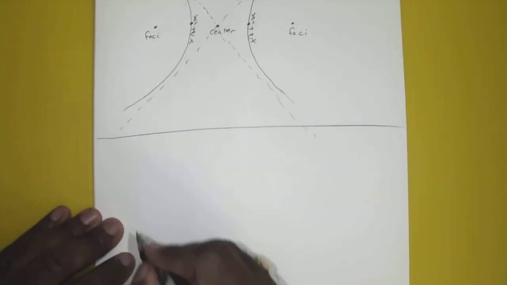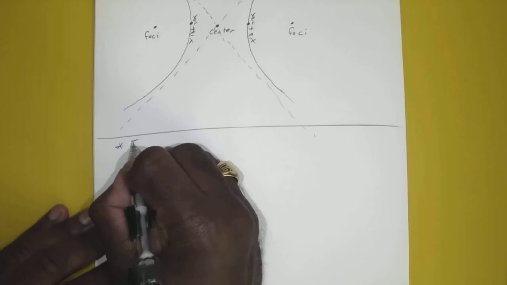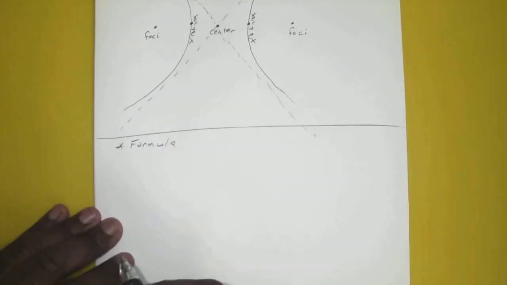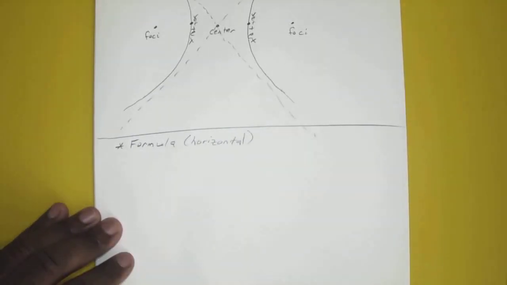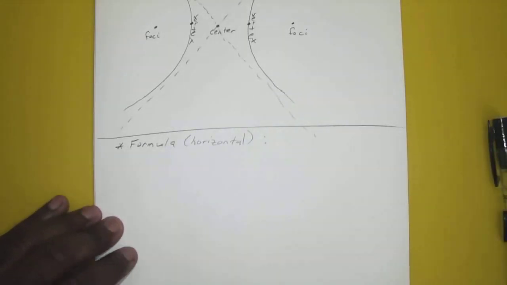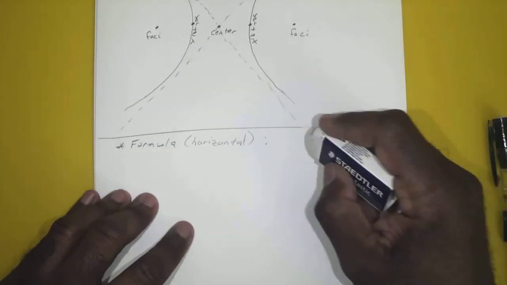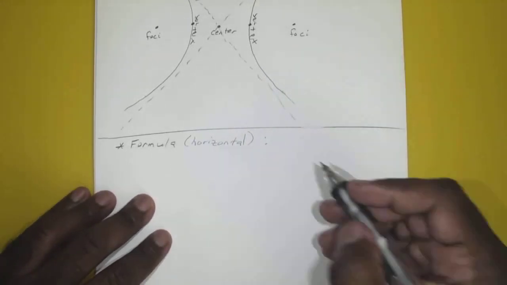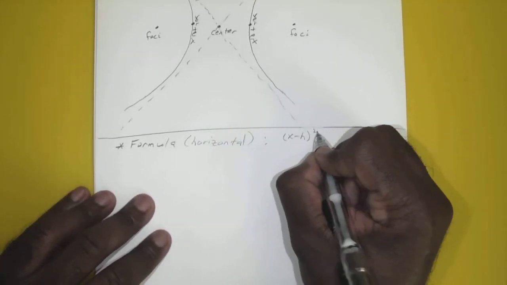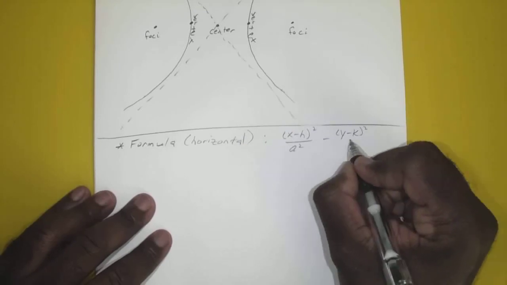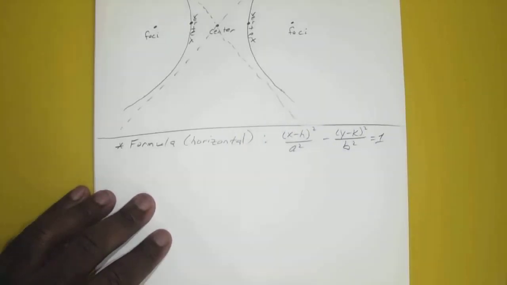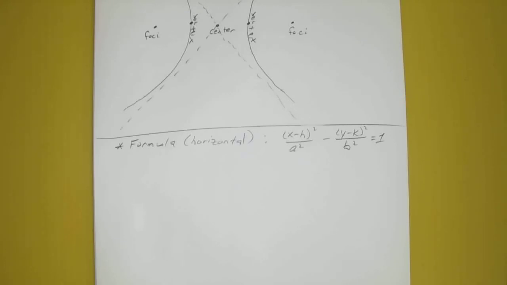Okay, so if we look at our actual formula, our formula for a horizontal hyperbola, actually let me erase this since it went down a little further, is x minus h squared over a squared minus y minus k squared over b squared equals 1. Okay, for the ellipse, it's plus, but for the hyperbola, it's minus.